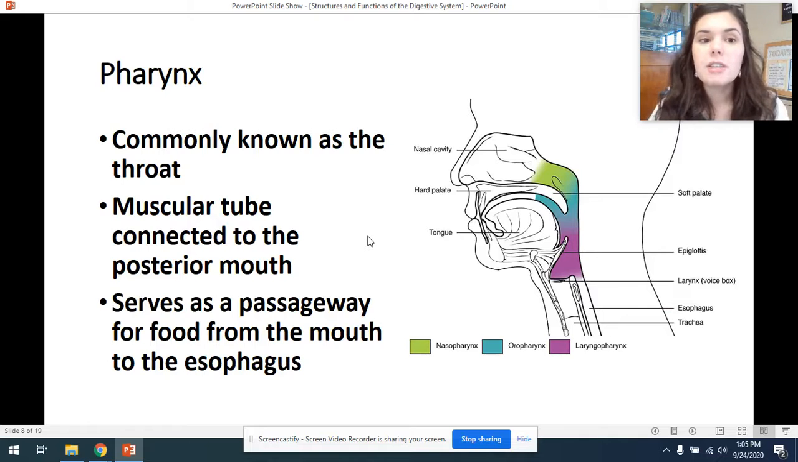Next, we have the pharynx, and this is what we commonly refer to as the throat. And remember that you're going to hear the word pharynx again in the respiratory system. This is a muscular tube that connects the posterior mouth, and it serves as the passageway of food and air from the mouth to their tubes. And so for food, it would be from the mouth to the esophagus, and for air, it would be from the mouth to the trachea.